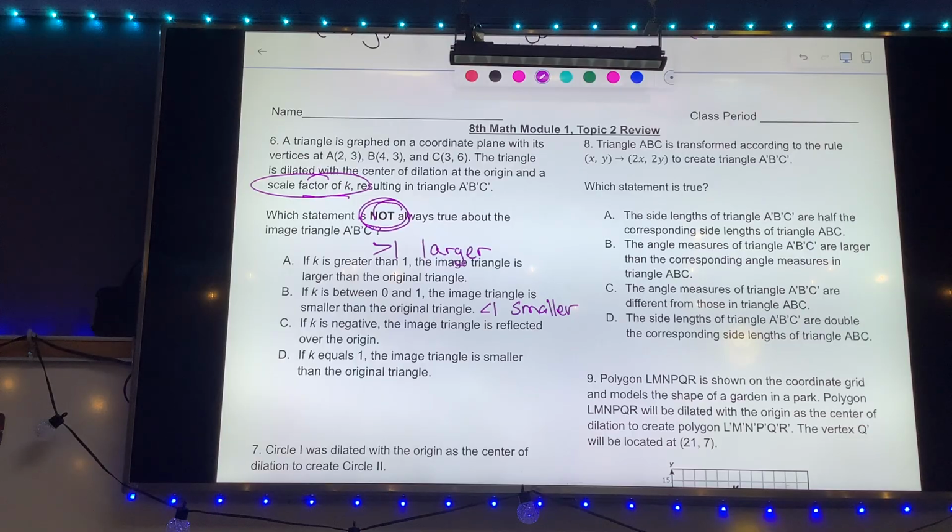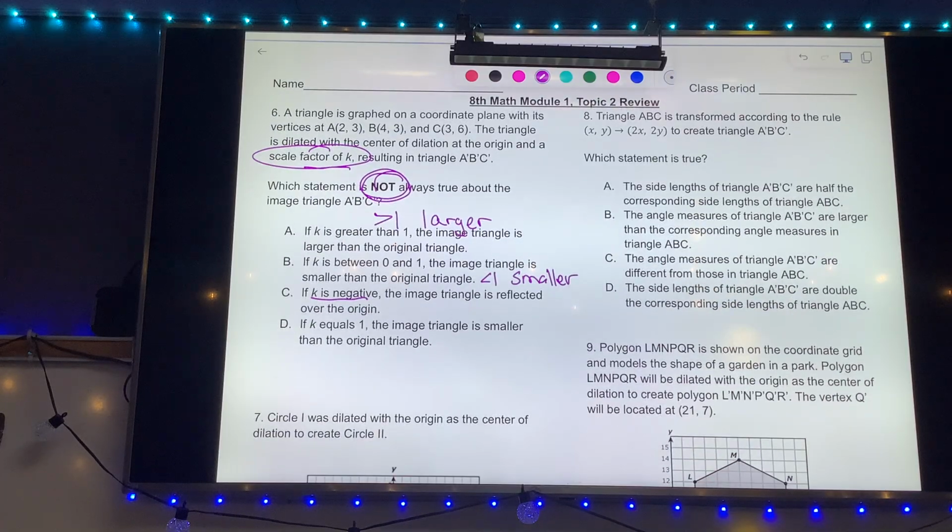If k is negative, the image triangle is reflected over the origin. So if you're changing the sign, you are just reflecting it, so yes, it is true. If k is equal to 1, the image of the triangle is smaller than the original. We just said if it's equal to 1, it's going to be the same figure, same size, same shape, so it is not going to be smaller, it would be congruent. So your answer is D.